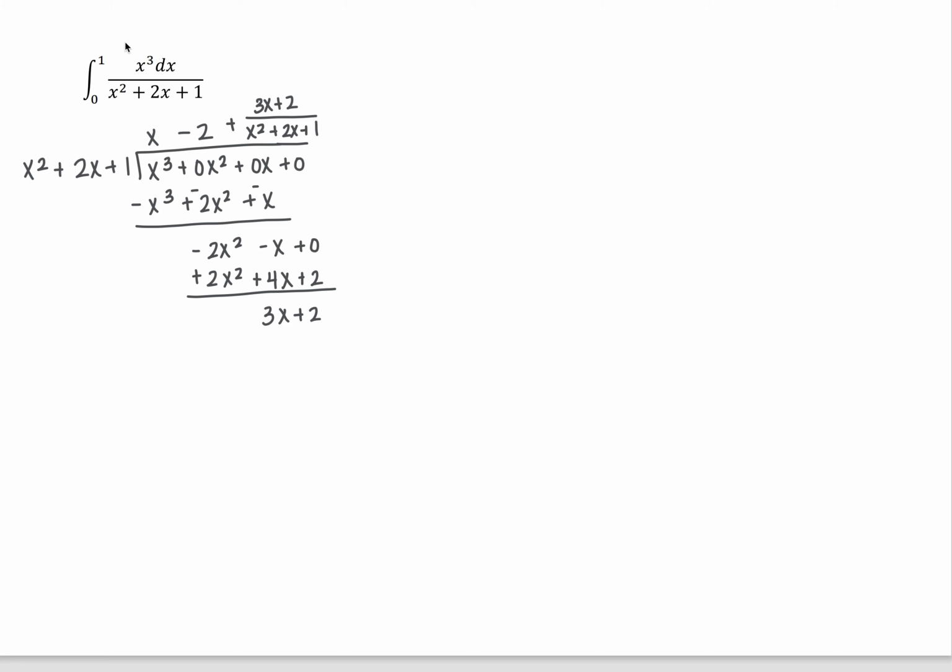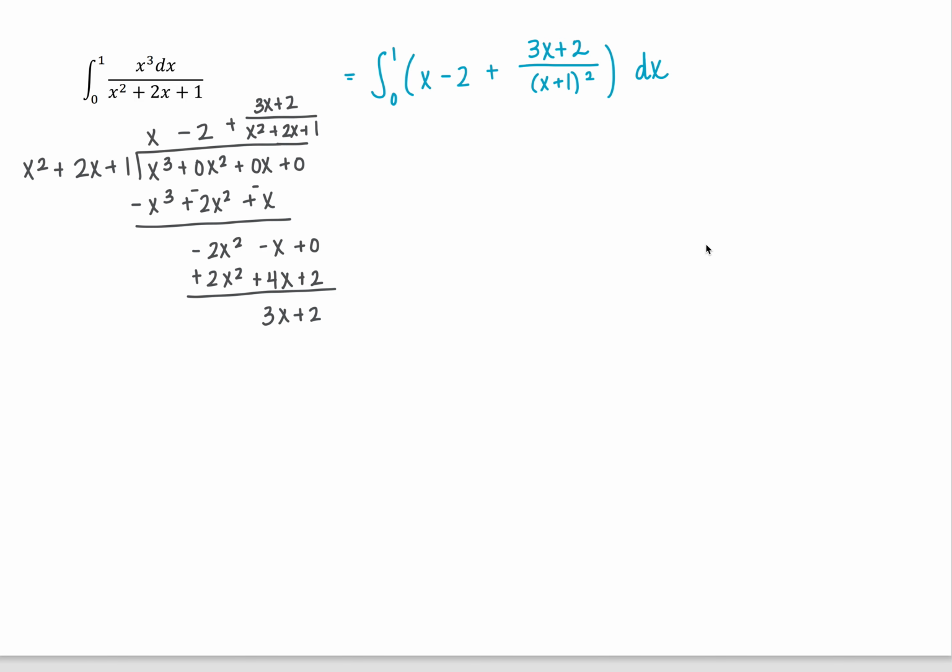So now I can rewrite this. We're going to integrate from 0 to 1, x minus 2 plus 3x plus 2 over this denominator. And if you factor x squared plus 2x plus 1, you're going to get x plus 1 times itself, so x plus 1 squared. So this example is a little different from the one before in the fact that we had to do the long division first, but also that it has a repeated factor there.